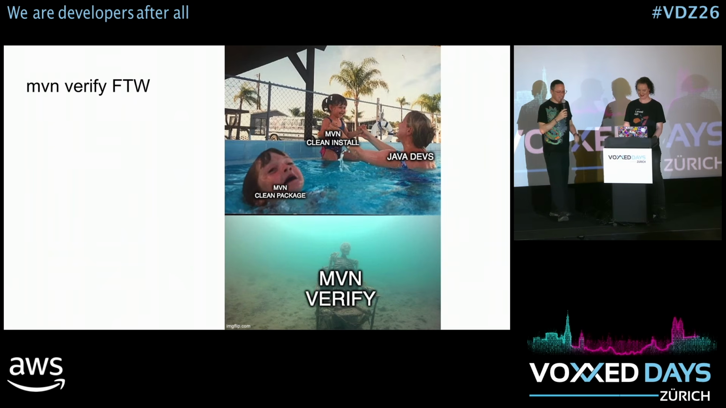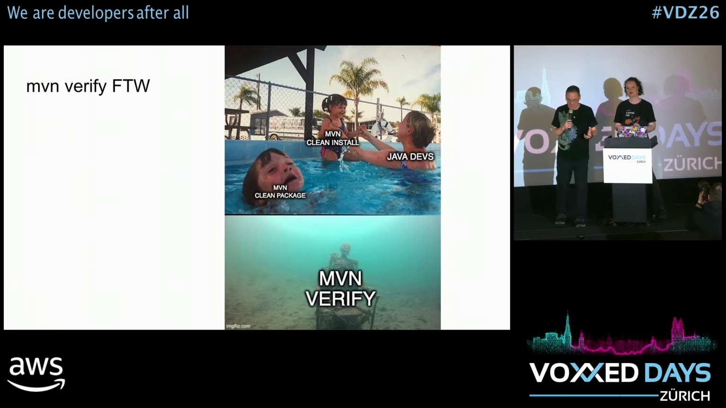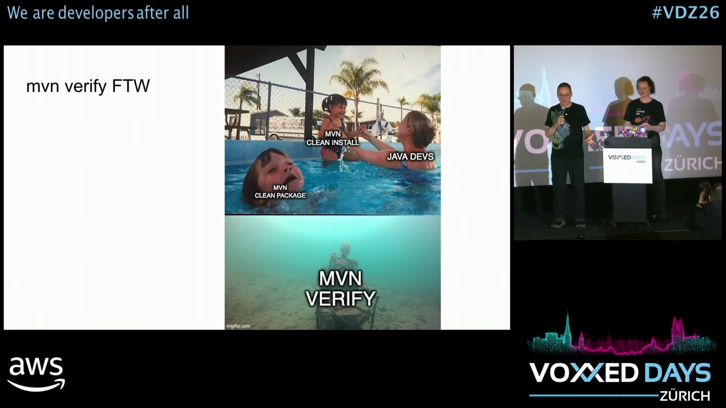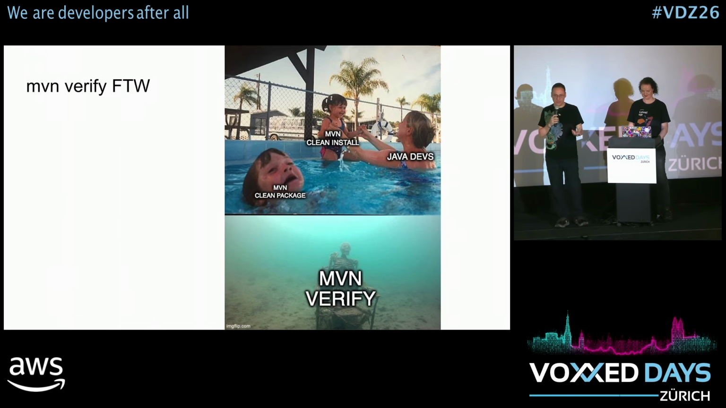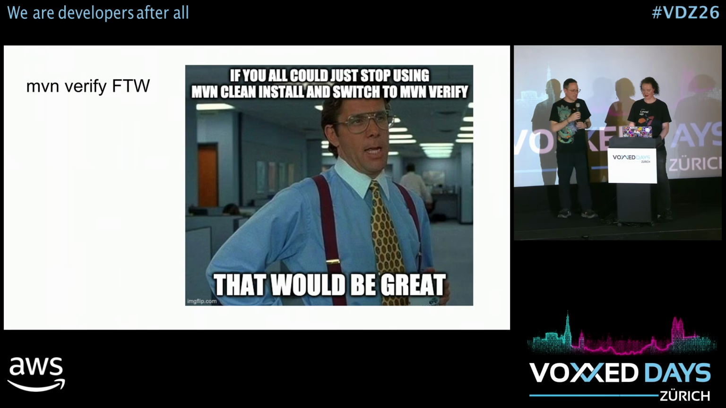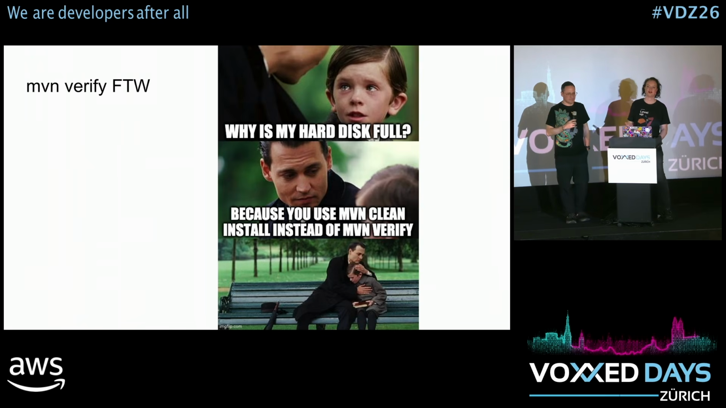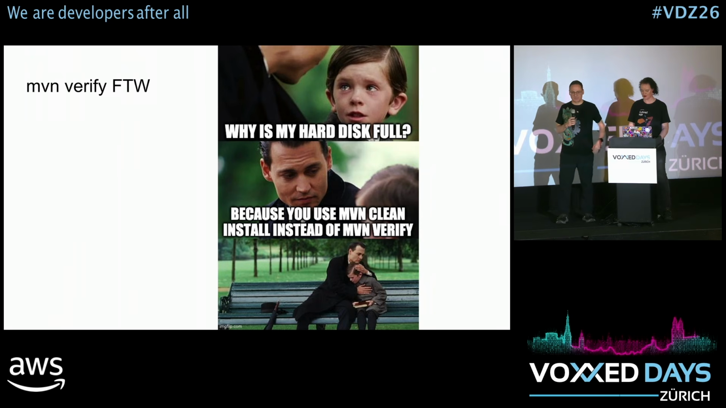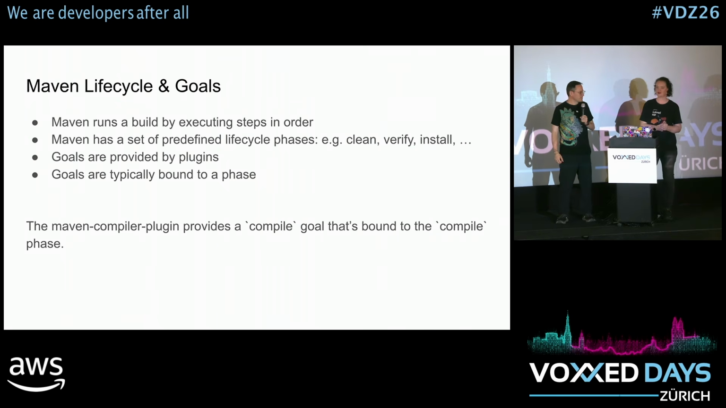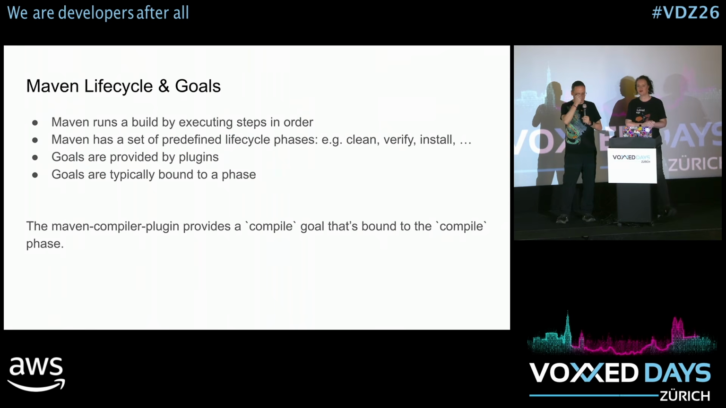Because there is a better way to build Maven projects. It's called Maven Verify. Maven Verify is one of the many lifecycle phases that you can invoke, such as clean, install, package, test, compile, process resources. And if you do install, that actually installs it in your .m2 folder, which means that that's going to grow. As we will see when we explain the lifecycles and goals, Verify does everything except for install.